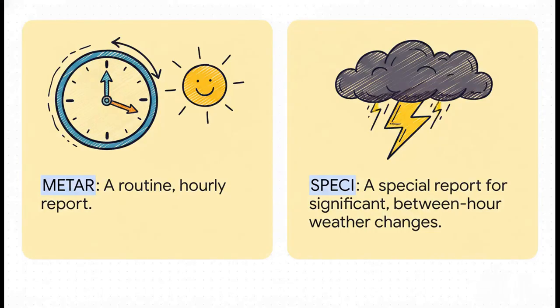The report will always start with one of two words, METAR or SPECI. METAR is your routine, scheduled, hourly report. But if the weather changes in a big way, let's say a thunderstorm suddenly rolls in between reports, they'll issue a SPECI. That's a special report, and it's basically an alert telling you, hey, pay attention, something important just changed.